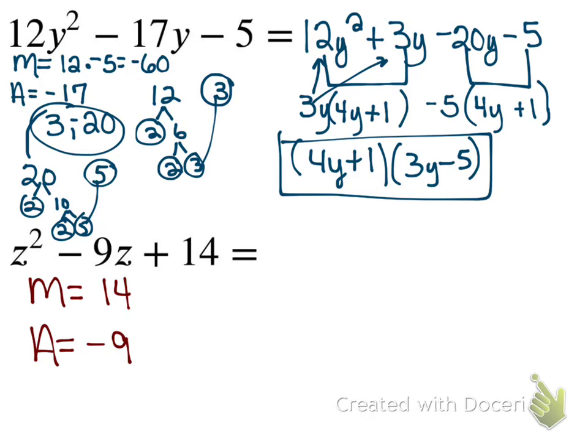It would be 1 and 14. So which of these can you either add together or subtract together to get 9? Oh, I don't know why I was thinking. No, it's the 2 and 7.